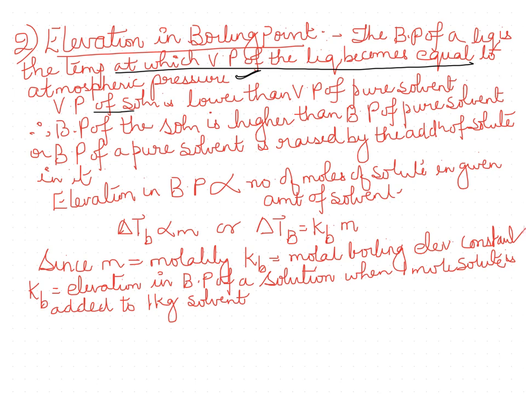So, the vapor pressure of a solution is lower than the vapor pressure of the pure solvent. Lower vapor pressure means the boiling point is high. Can you understand? Lower vapor pressure, boiling point high. Higher vapor pressure, boiling point low. Therefore, the boiling point of the solution is higher than the boiling point of the pure solvent. That is what I told.